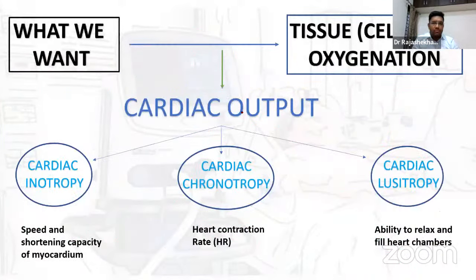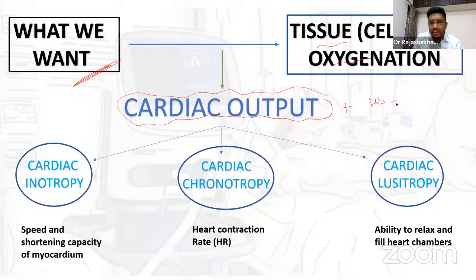So basically what we want in our patients is enough tissue oxygenation. The tissue delivery of oxygen should be normal. This depends on the cardiac output to a larger extent, plus it depends on the hemoglobin, plus the saturation of the oxygen, plus the partial pressure of the oxygen. If you leave these two apart, because that is a separate discussion, the cardiac output is the major determinant of tissue oxygenation, provided your hemoglobin, saturation and partial pressure of oxygen are normal.